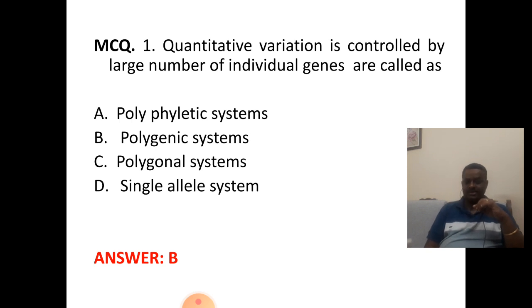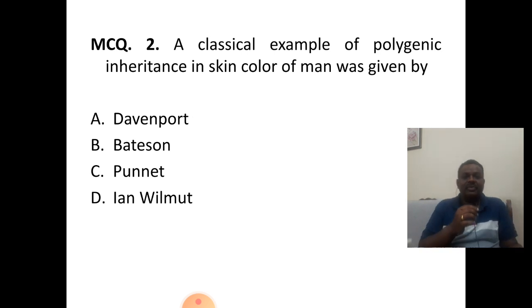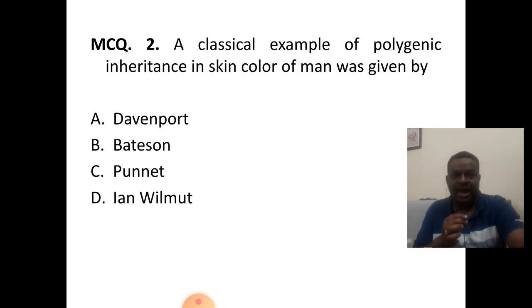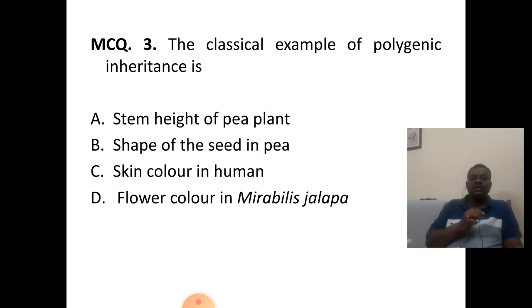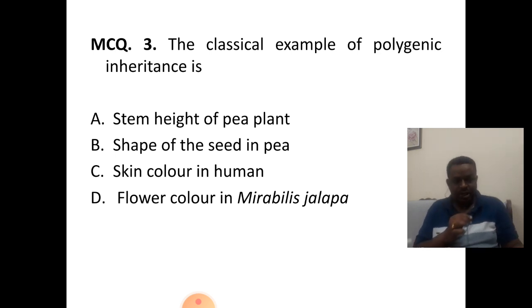Let's now understand and answer MCQ questions related to polygenic inheritance. Quantitative variation controlled by a large number of individual genes is called as what type? It is polygenic system, B. A classical example of polygenic inheritance in skin color of man is given by Davenport. Answer is A. So the classical example of polygenic inheritance is skin color in human. So answer is C.